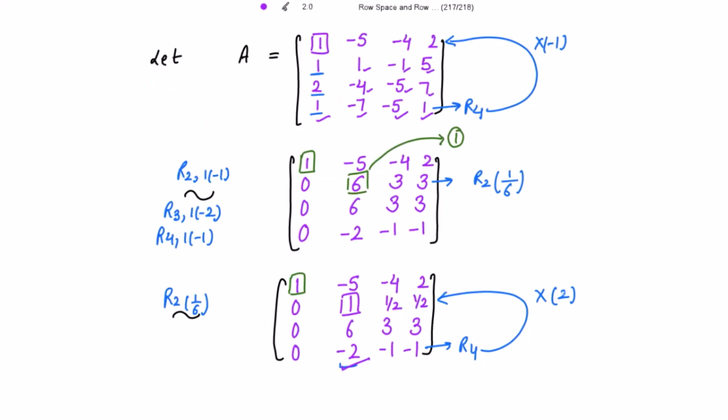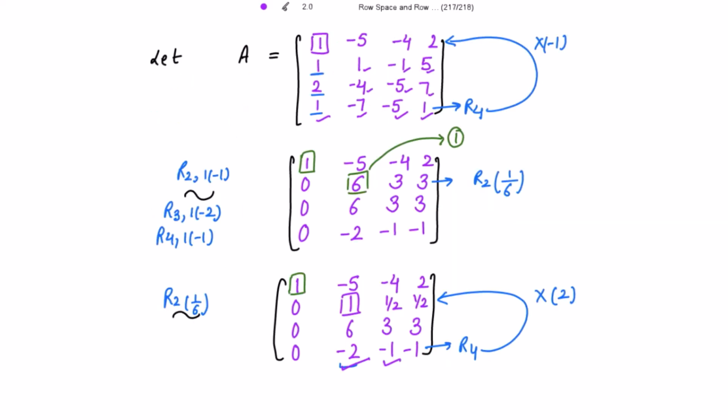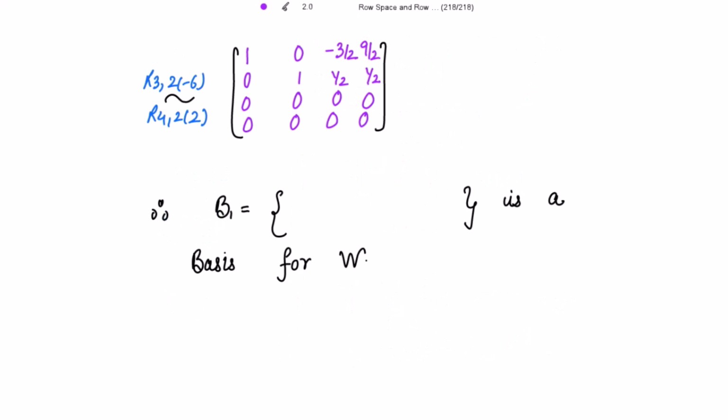1 half multiplied with 2, we get 1. Adding this to negative 1, we get 0. And 1 half multiplied with 2, we get 1. And adding this to negative 1, we get 0. So this also becomes our leading element for row 2, right? Okay, so this is your required row echelon form matrix.